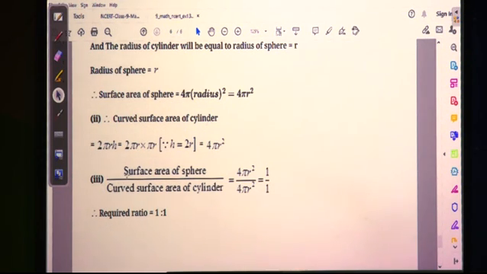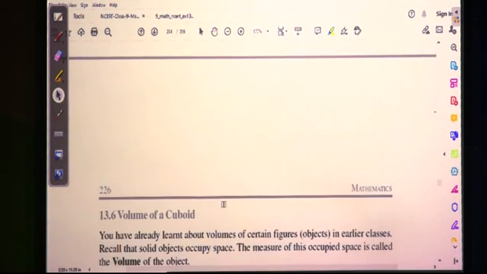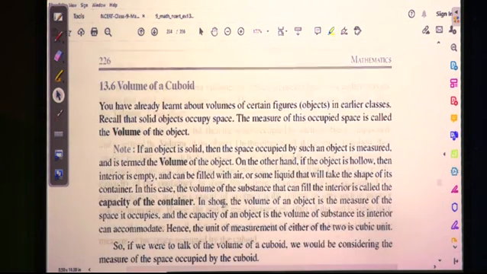Now, the third part of the sum is what? We have to find the ratio. Surface area of sphere upon curved surface area of cylinder is equal to 4 pi r square upon 4 pi r square, which is equal to 1 upon 1. Therefore, required ratio is 1:1. Proceeding further, in this way we have completed exercise 13.4.